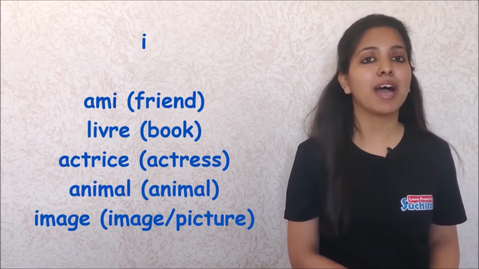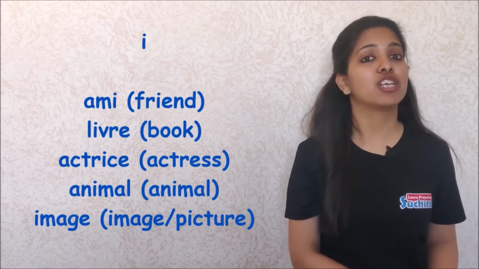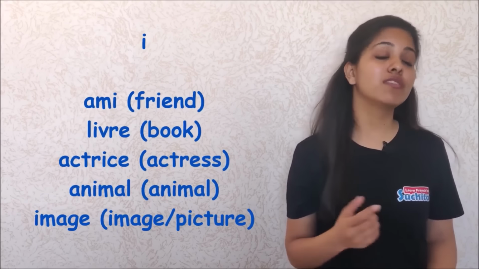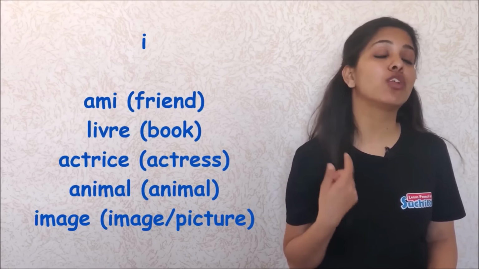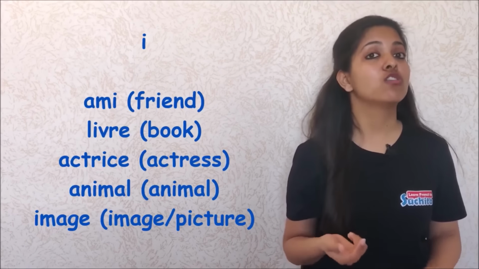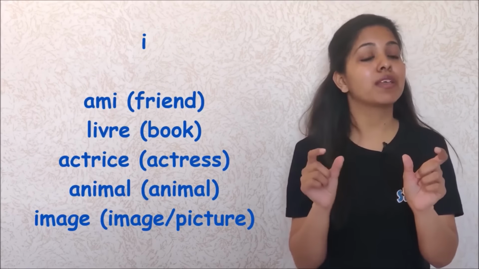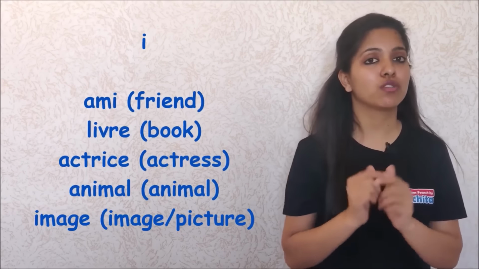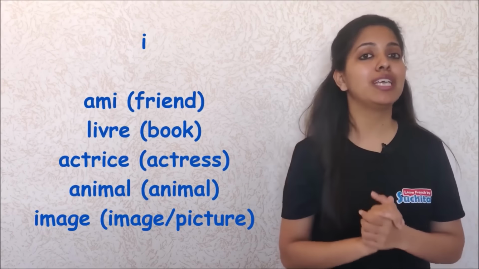Next, image. Image, which means an image. Now you see, I told you the pronunciation of the letter A, that is A. So M-A becomes ma, and the pronunciation of I was E. So it becomes image.